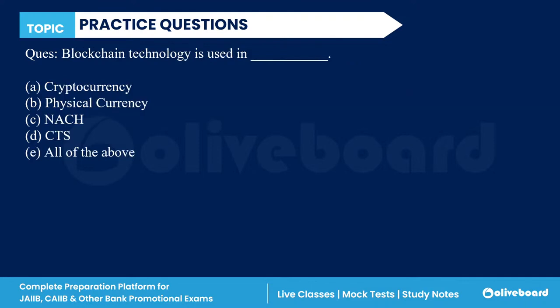Next question. Blockchain technology is used in what? Cryptocurrency, physical currency, NACH, cheque clearing or Cheque Truncation System, or all of the above. Blockchain technology is used in dash, everyone. So the correct answer is cryptocurrency.